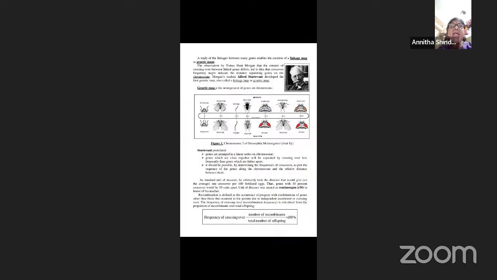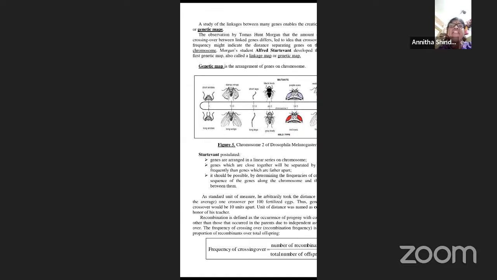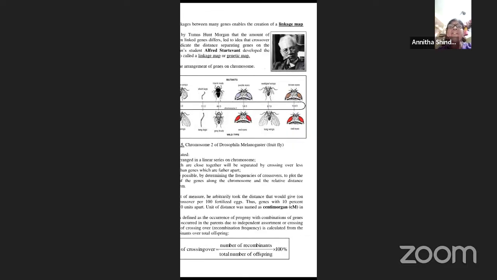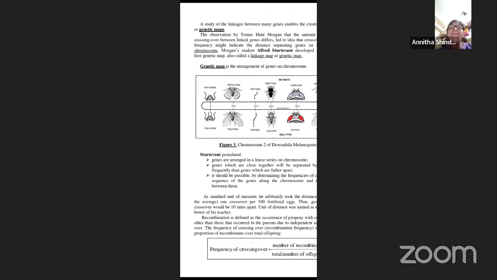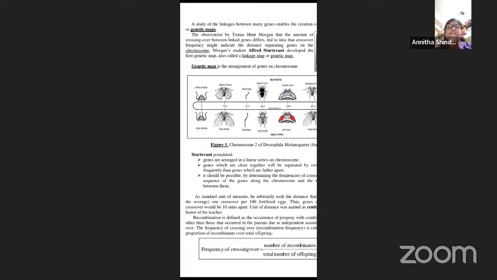Now see here again, the study of linkages between many genes enables us to create a linkage map. If we know the linkages, then we can know the linkages of many genes, because you all know that the genes are linked with each other. If we study the linkages between many genes, it will help us to create a linkage map or a genetic map. That is why this is very important. So what is a genetic map? It is nothing but an arrangement of genes on the chromosome.